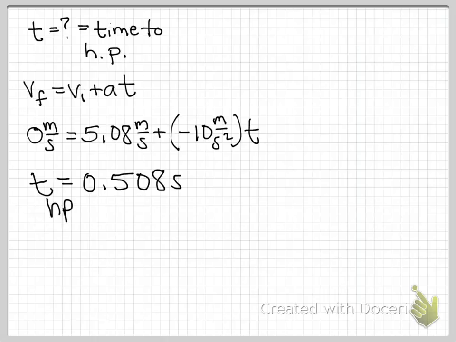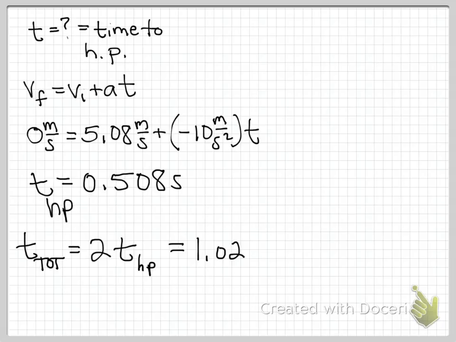But the question's not asking the time to the highest point. It's the time to move up and down. Well, the total time is just going to be twice the time to the highest point because it takes the same amount of time to go up as it does to go down. So all you have to do then is multiply that answer by 2 to get your final answer of 1.02-ish seconds. That's rounded. And that would be the time to the highest point.